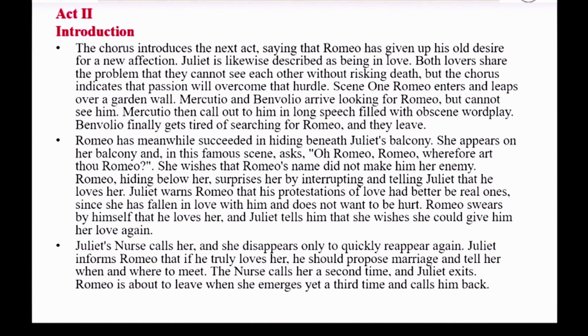Juliet's nurse calls her and she disappears only to quickly reappear again. Juliet informs Romeo that if he truly loves her, he should promise marriage and tell her when and where to meet. The nurse calls her a second time and Juliet exits. Romeo is about to leave when she emerges yet a third time and calls him back.